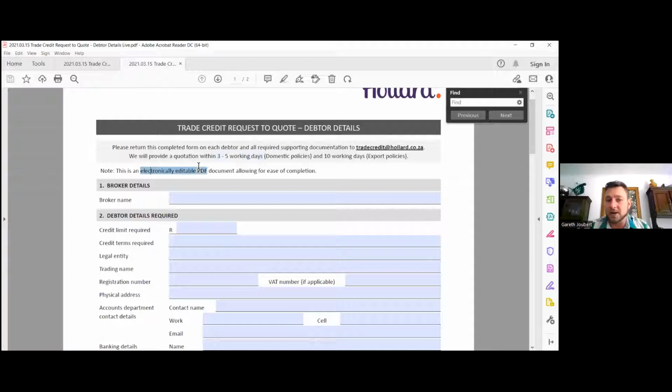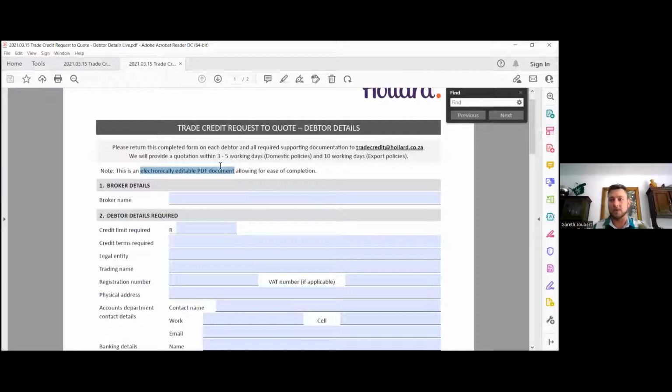This is an electronically editable PDF form. Okay, so you can complete it, you can print it, whatever works best for you. Obviously, we feel that if you can complete it online, one, it saves trees, but also it helps with people with illegible handwriting like me. So it just gives us a better chance of being able to make sure that we're underwriting the right buyer.